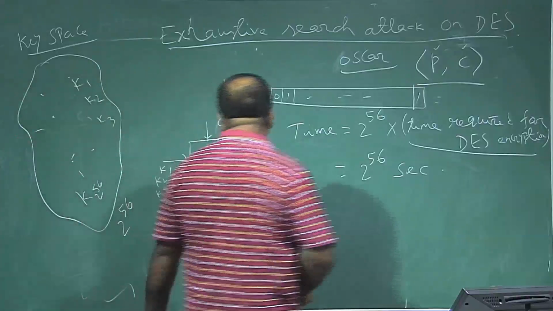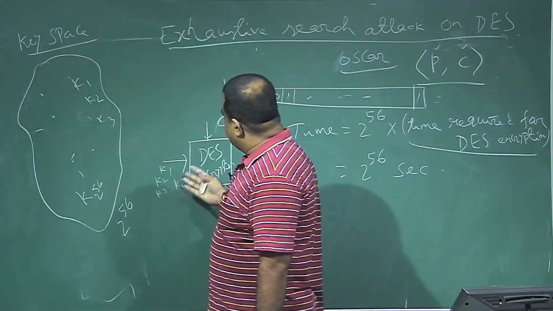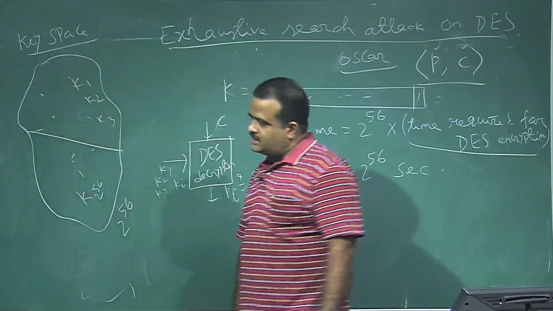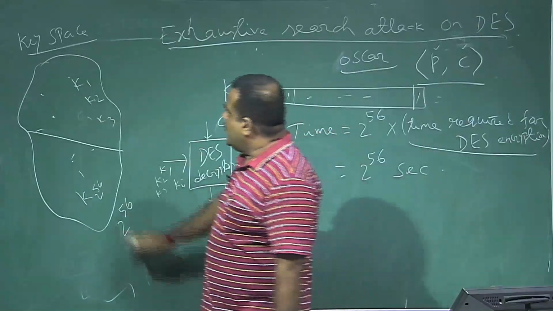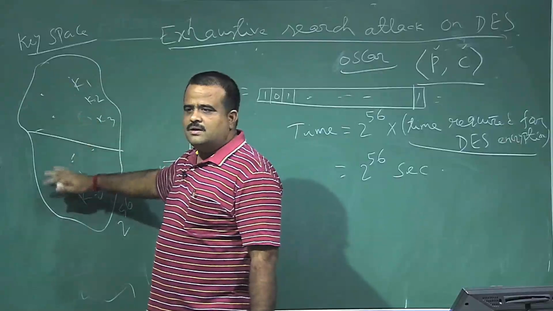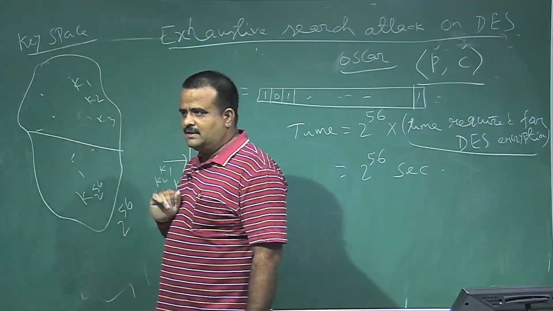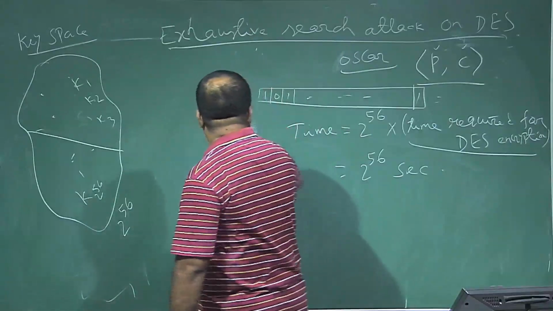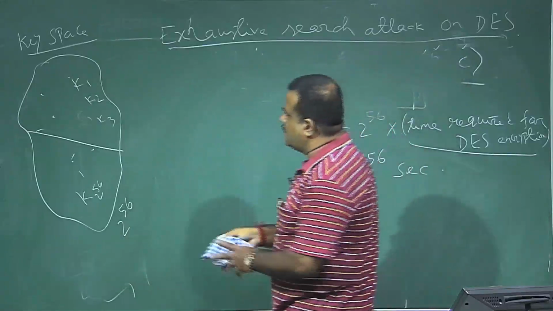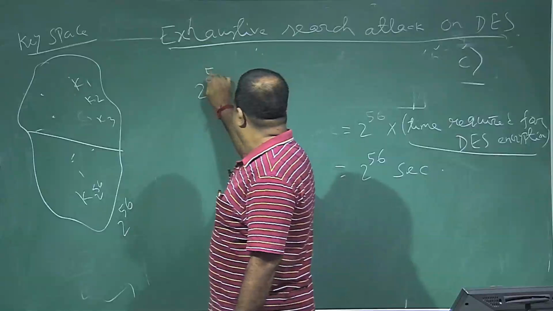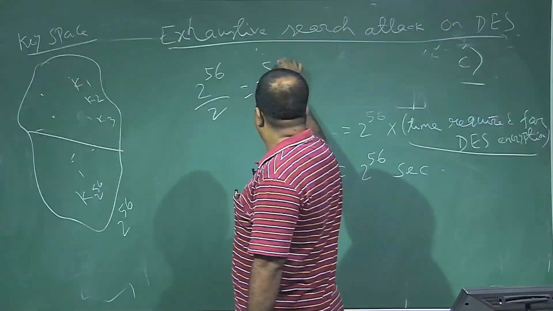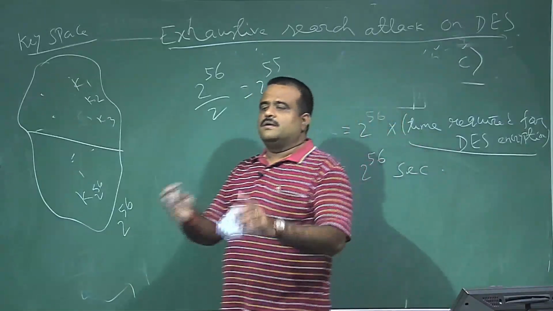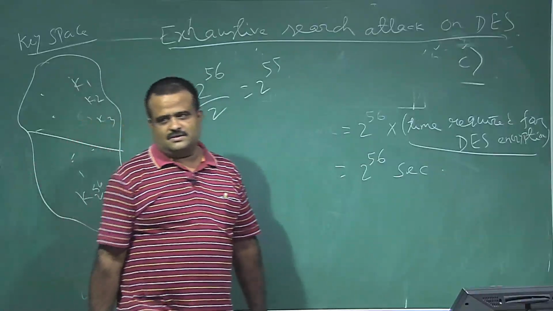Now, suppose we have two computers and we divide the key space into two parts and ask both computers to search their part in parallel. In that case, the time will be reduced by half because they are working in parallel. So the time will be 2 to the power 55, which is not much benefit.